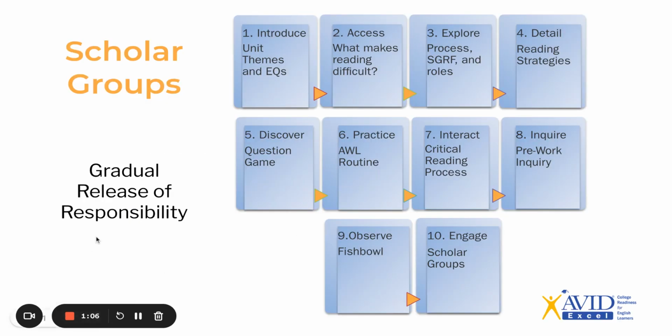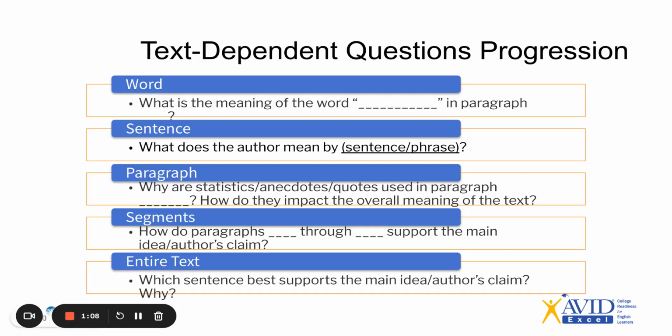These are some examples of what the text dependents look like. What is the meaning of the word? What does the author mean by sentence? Why are statistics, anecdotes, and quotes used in paragraph? How do paragraph through support the main idea? Or which sentence best supports the main idea, author's claim, and why?